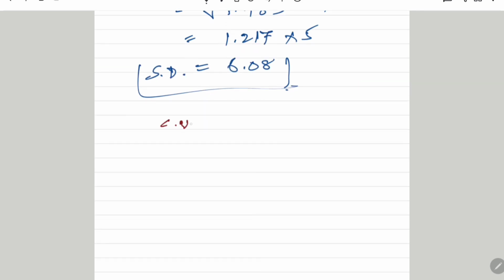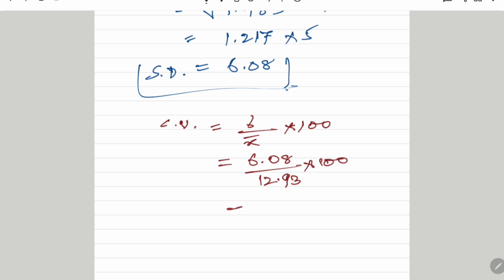Lastly, coefficient of variation is standard deviation divided by mean into 100. Standard deviation is 6.08, mean is 12.93, into 100. Performing this calculation by calculator, we get that value as 47.02 as the required coefficient of variation or the required answer.